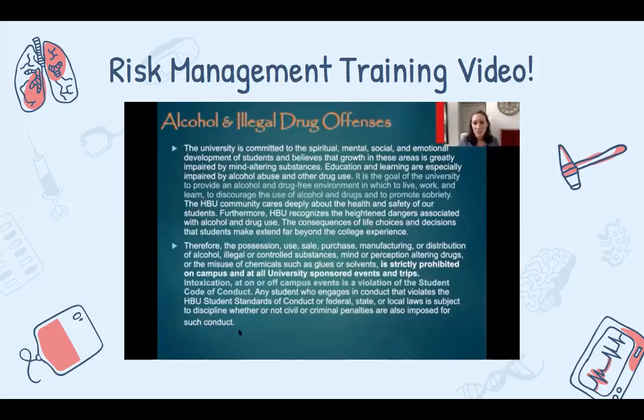There are consequences of using illegal drugs or abusing alcohol, whether you're a minor or you're of age and it's not happening at the appropriate time. Intoxication, meaning any alcohol at on or off campus events. So off campus is included, is a violation of the student code of conduct. So if your organization is having an activity off campus, that rule still applies.